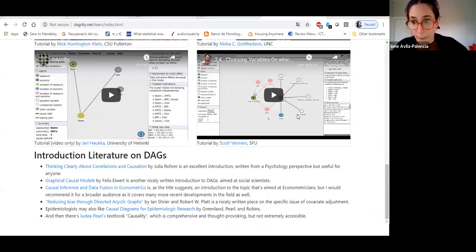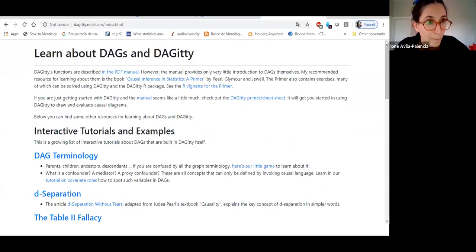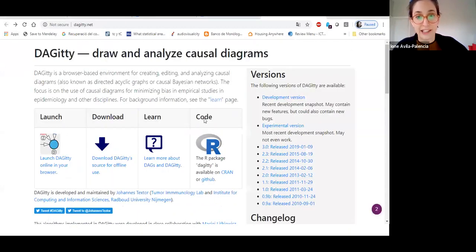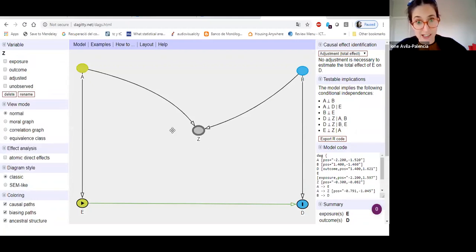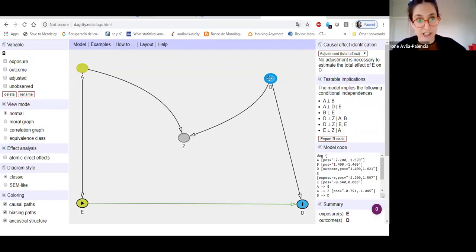Okay, so going back to it. And here you also have this R package. Actually, neither Priscilla nor I ever use this, but just for those who are R lovers, be aware that this exists and you can try it. So going to DAGitty, it is a very easy interface that you can use. Just by clicking, you can move all the different variables and so on.